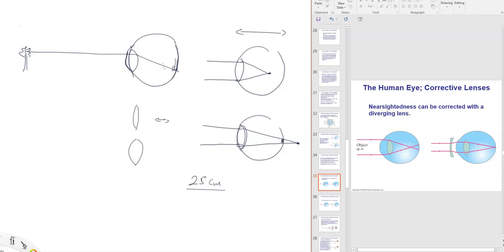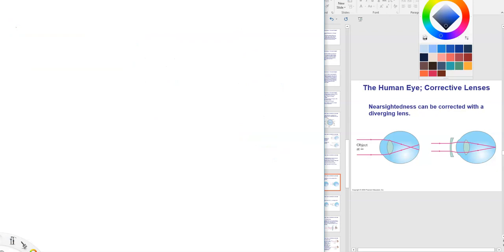So, alright, let's get into diagrams. Nearsightedness. Can see nearby objects. Can't see far. So in this case, what is happening here? The thickness of the lens inside the eye is too much, right? So when the thickness gets bigger, the focal length gets shorter.